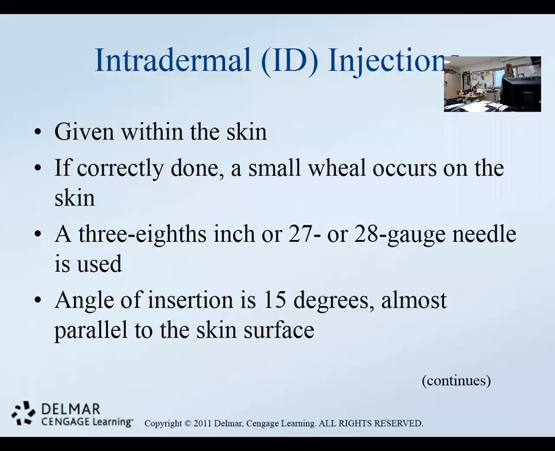Okay, intradermal injections, again, like when you got your tuberculosis test, just go right into the skin. Usually it has a small wheal if it's done correctly. That's that little white bleb that came up. Usually a 3/8 inch, 27 or 28 gauge needle is used. Angle of insertion is 15 degrees. You almost give it parallel. It's almost flat.